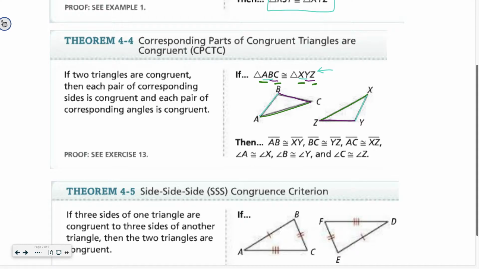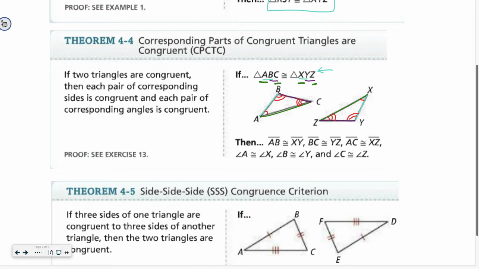Then I can go into the triangle and say that angle A would be congruent to angle X. If I look, angle A is formed by the green and the bluish green line. Angle X is formed by the green line and the bluish green line. And then I could say that angle B is congruent to angle Y. They're both formed by the purple and the bluish green line. And then angle C would be congruent to angle Z. They're both formed by the purple and green lines. So that is called corresponding parts of congruent triangles are congruent.